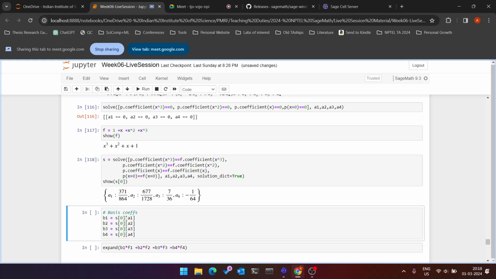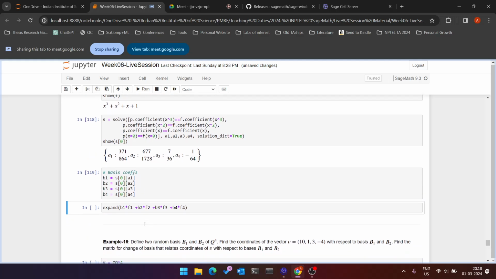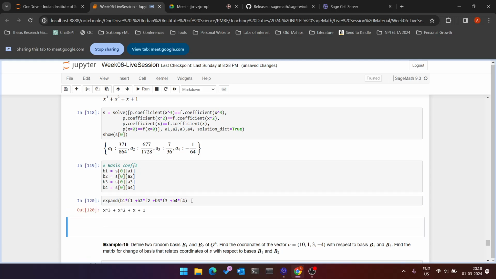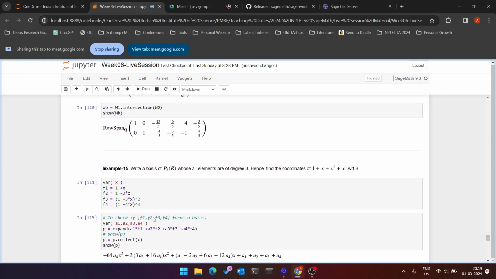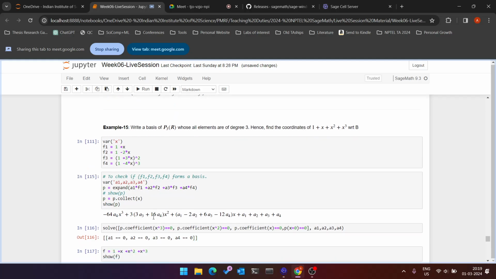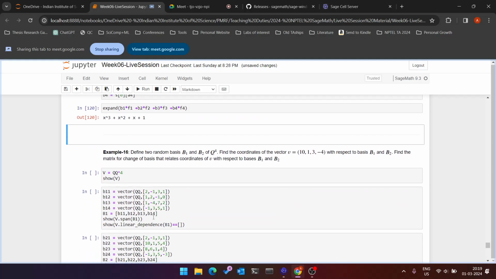These are basically coefficients of the basis itself. And if I multiply, say, a1 into f1 plus a2 into f2 plus a3 into f3 plus a4 into f4 and expand it, I essentially end up with my original f of x, which was x cubed plus x squared plus x plus 1. Right, so I hope this problem is clear. Random polynomial, random basis, calculating coefficients, and so on and so forth.